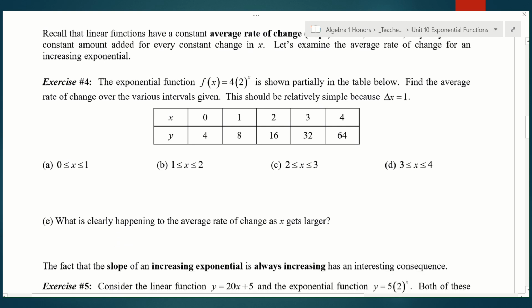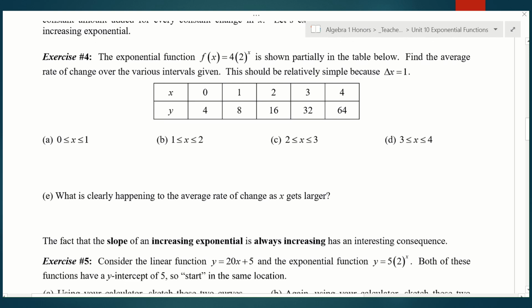Okay, so exercise 4 says the exponential function f of x equals 4 times 2 to the x is shown partially in the table below. Find the average rate of change over the various intervals given. This should be relatively simple because the change in x is 1. So the first interval we're looking at is when x is between 0 and 1, and so we're really using these 2 points right here.